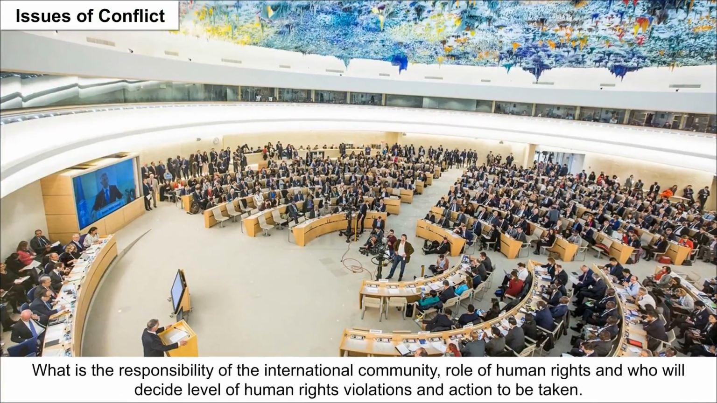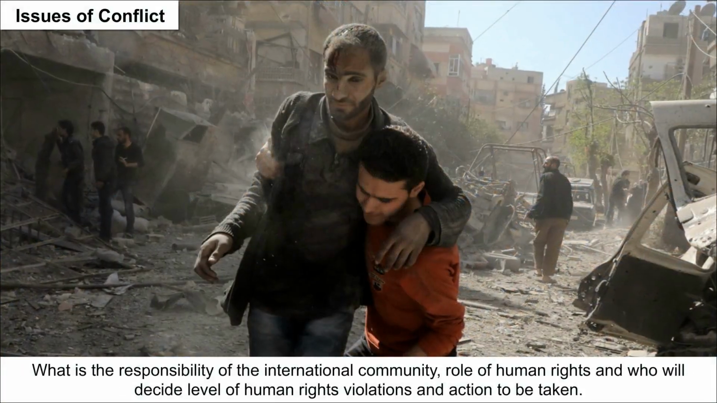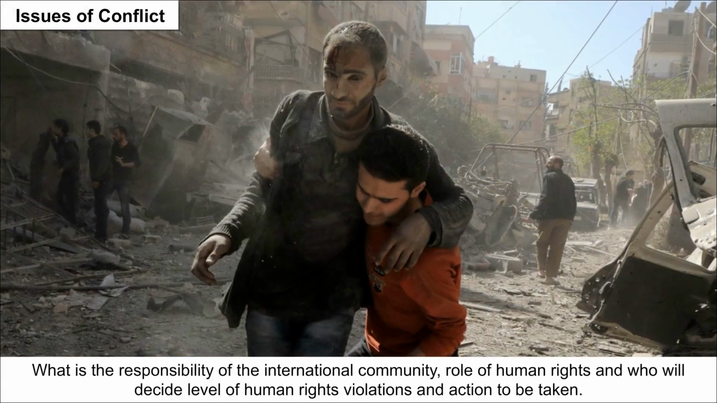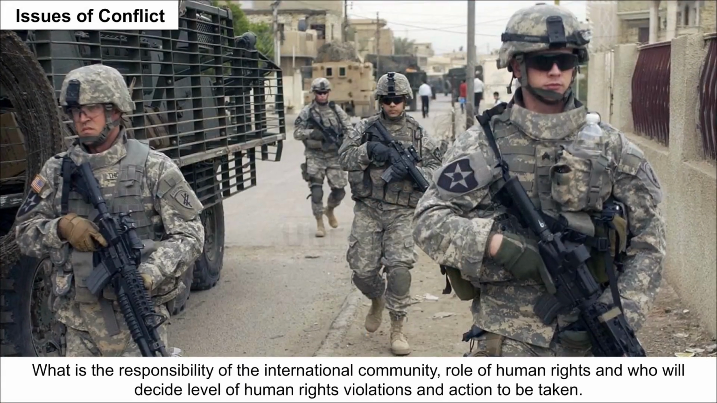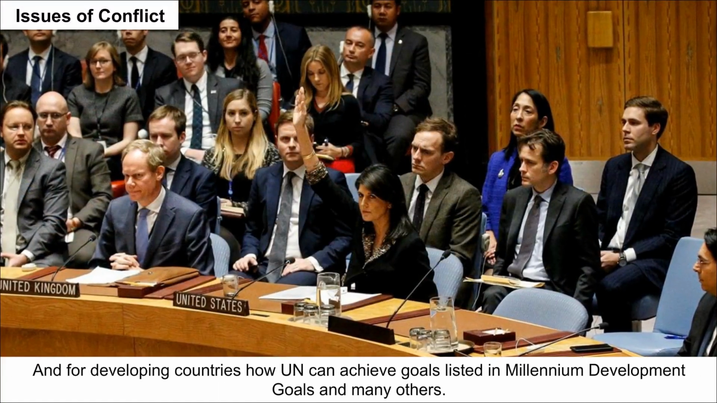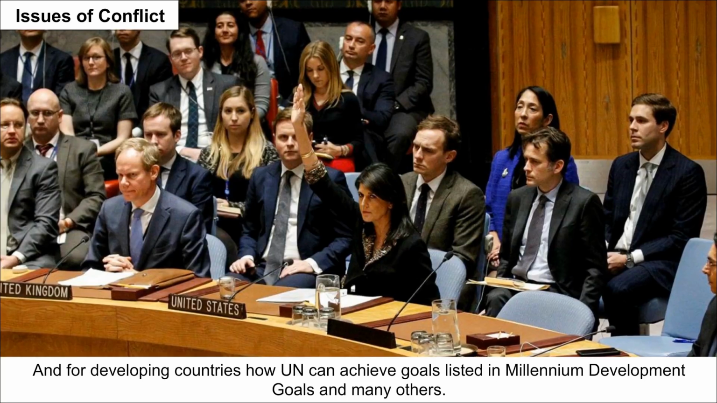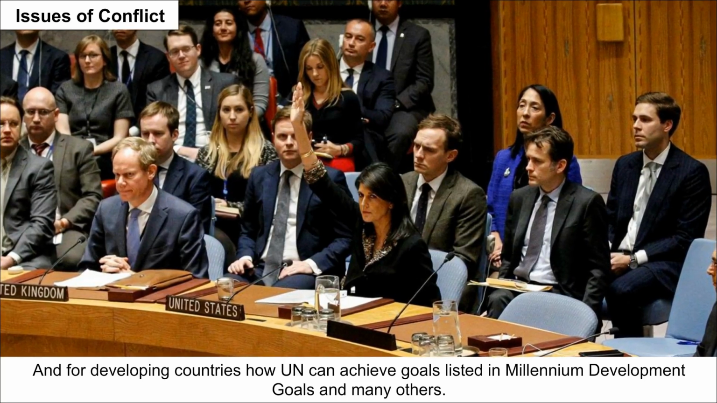What is the responsibility of the international community, the role of human rights, and who will decide the level of human rights violations and action to be taken? And for developing countries, how can the UN achieve the goals listed in the Millennium Development Goals and many others?